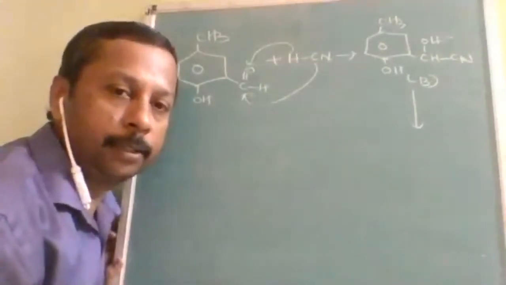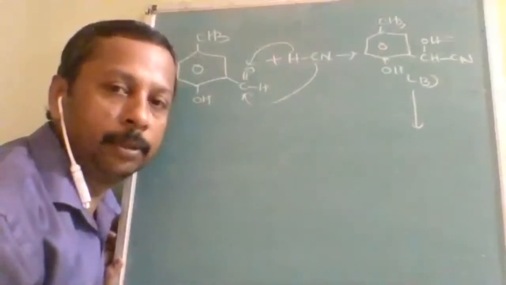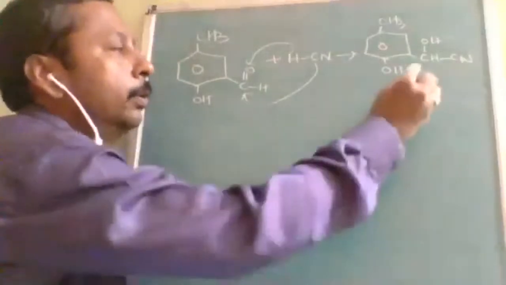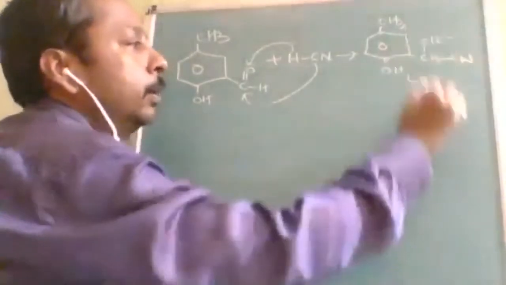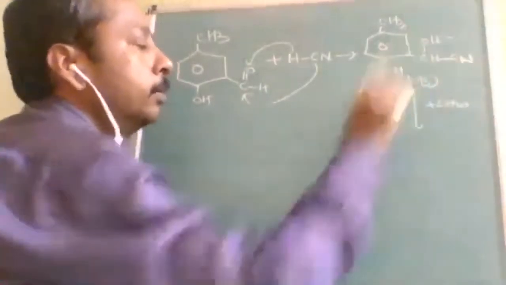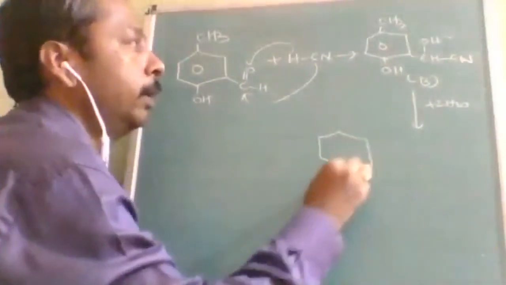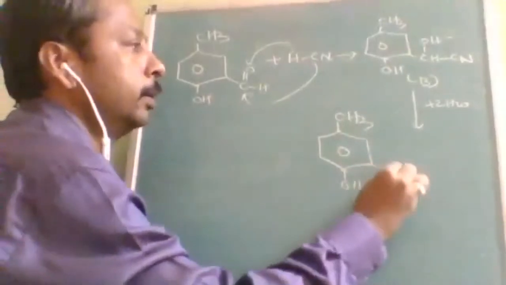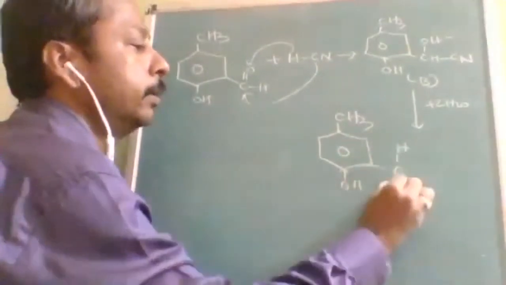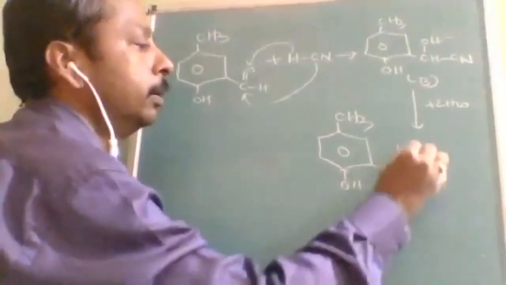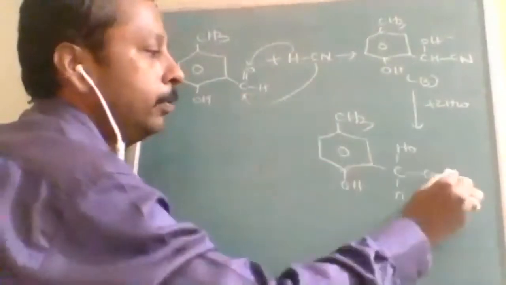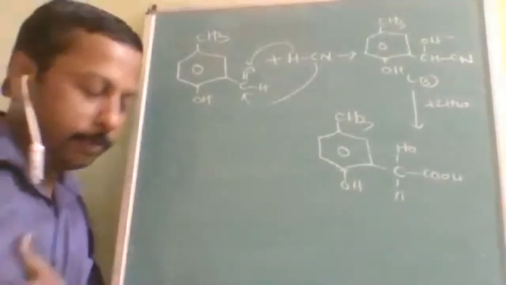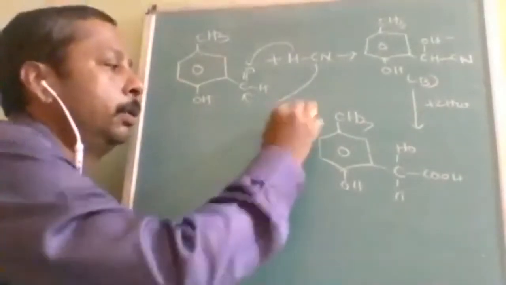For complete hydrolysis, 2 moles of water are needed, while for the amide it is only 1 mole of water. Now only the cyanide will be hydrolyzed. Methyl as it is, OH as it is, and the carbon now has H, OH and COOH. So which option is suitable? It is the C option. C option is correct.